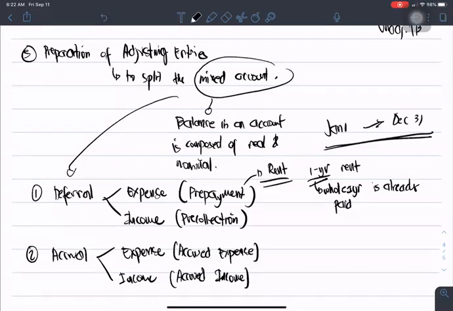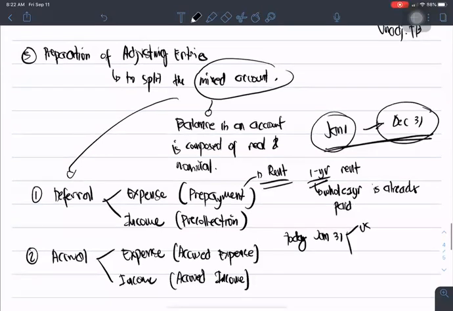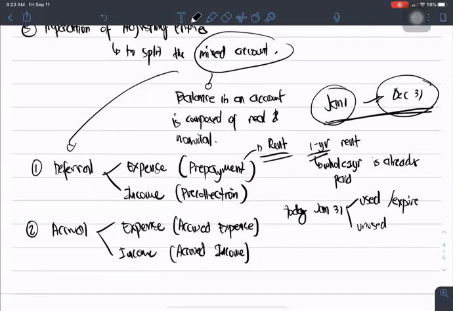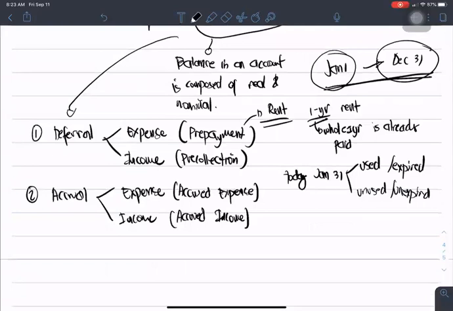So why do we say it is a mixed account? For example, today is January 31. You entered a contract of 1-year rent for January 1 until December 31. So as of January 31, you have used some of the rent and you have unused some of the rent. Meaning, some of the rent is already expired and some is unexpired. January 1 to January 31, 1 month, is already expired since you already used it, while February 1 until December 31 is unused or unexpired.